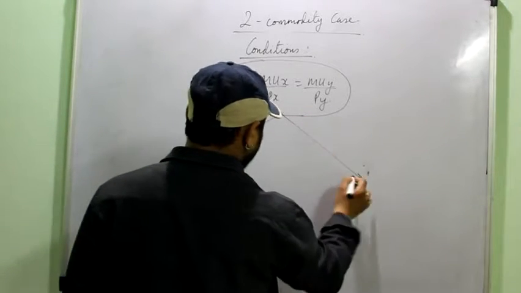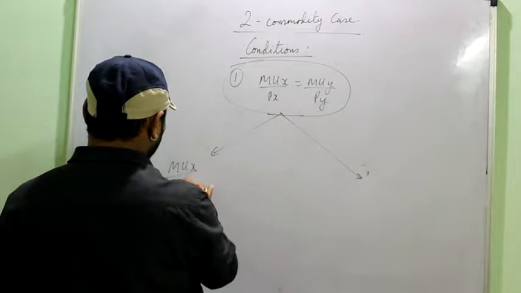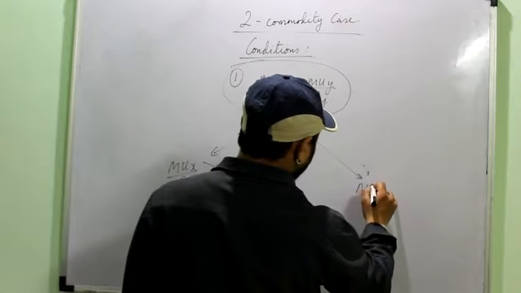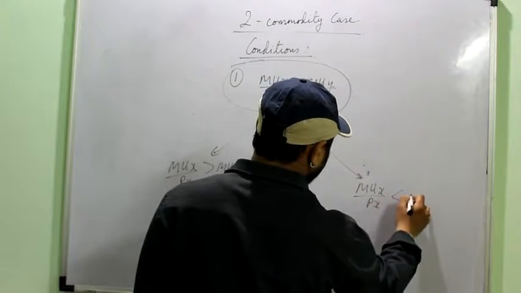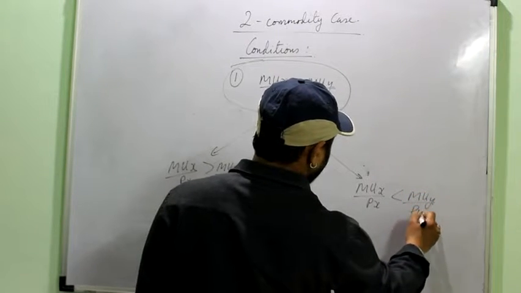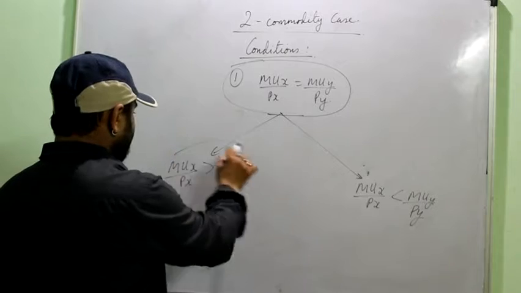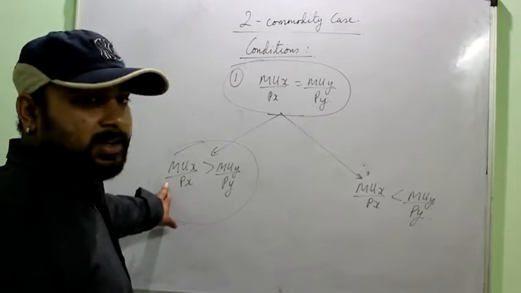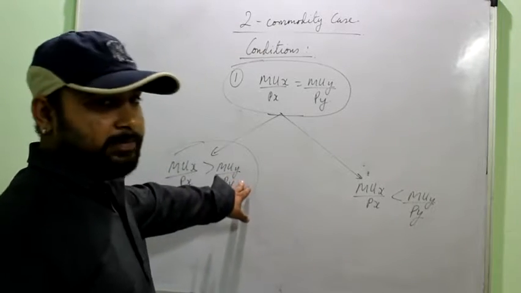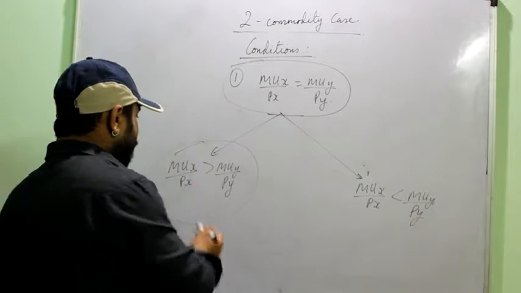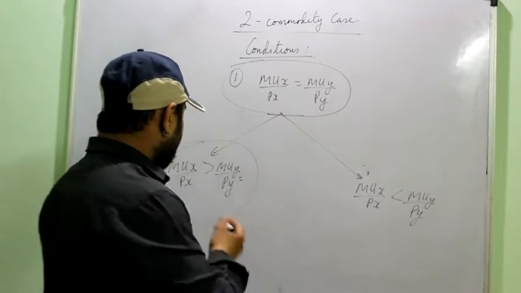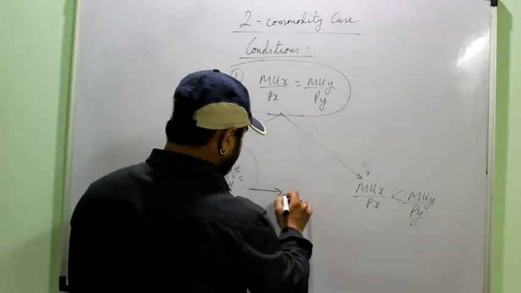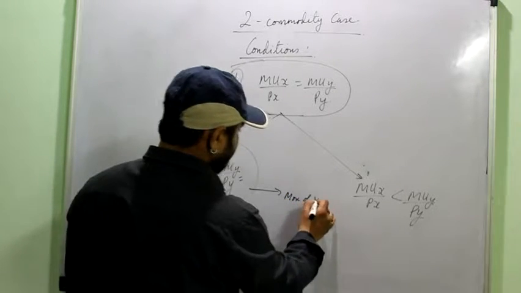So here two possibilities arise: mu(x) upon px is greater than mu(y) upon py, and mu(x) upon px is less than mu(y) upon py. Look at this condition. What is it telling me? That if I spend 1 rupee on x, I get more utility as compared to a rupee spent on y. It is the utility per rupee of x and the utility per rupee of y. So as a rational consumer, I would purchase more of x.